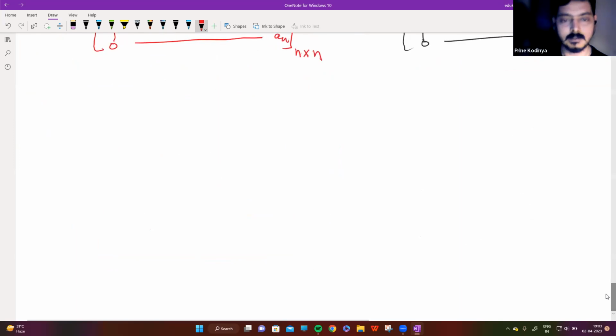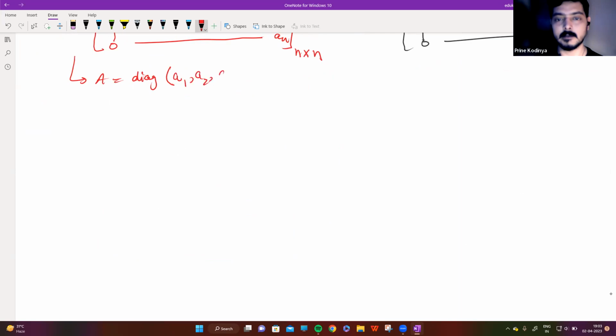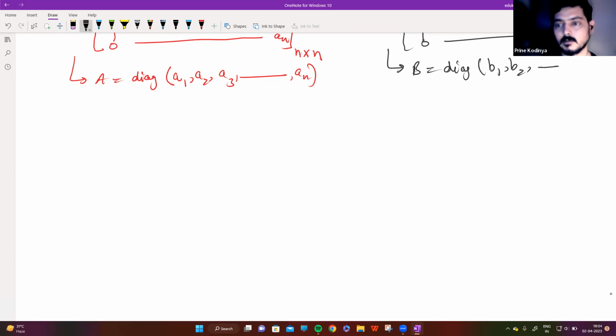It can be written as A equals diag, which means it's a diagonal matrix, and diag consists of A1, A2, A3 up to An. It tells you everything you need to know. It means that it is a diagonal matrix, and however many elements are present, that should be the order, because the number of elements in the diagonal is equal to the number of rows and columns for a square matrix. There are 3 diagonal elements in 3 cross 3, 2 diagonal elements in 2 cross 2. So there are n diagonal elements, which means the order is n cross n. So it tells us everything. And now this B is again a diagonal matrix, which is diag of B1, B2, up to Bn. Obviously, the order is n cross n.